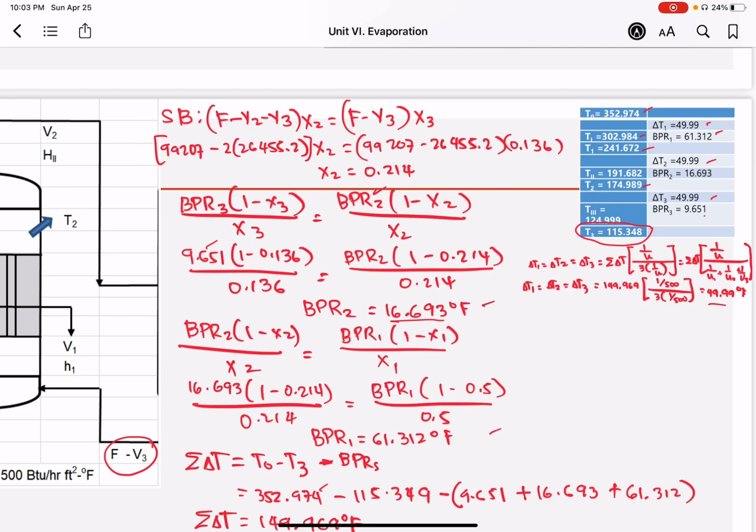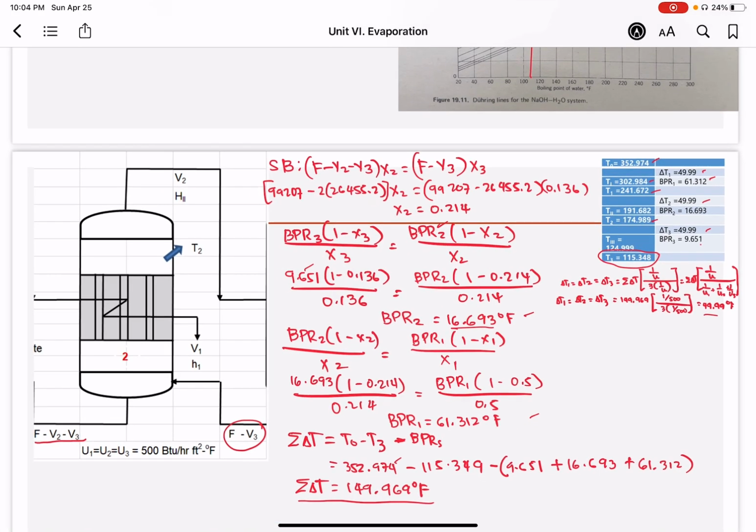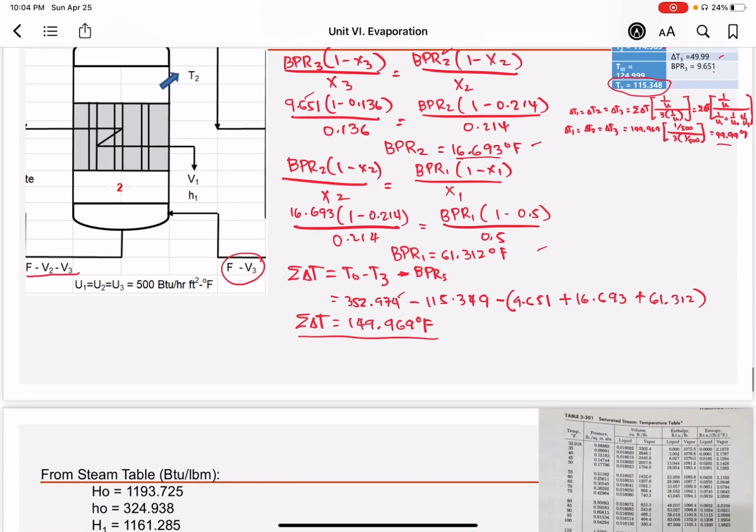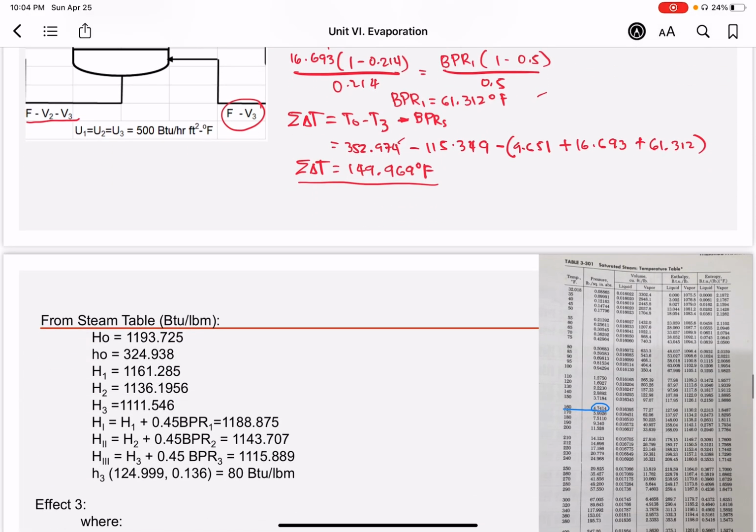Okay. Using the temperature distribution diagram, we're now ready to get from the steam table. So this is why we need to plot the temperature distribution diagram, for us to be able to get from the steam table all the values of enthalpy, H0, for the liquid, for the vapor, liquid, H1, H2, H3. So these are all from the steam table.